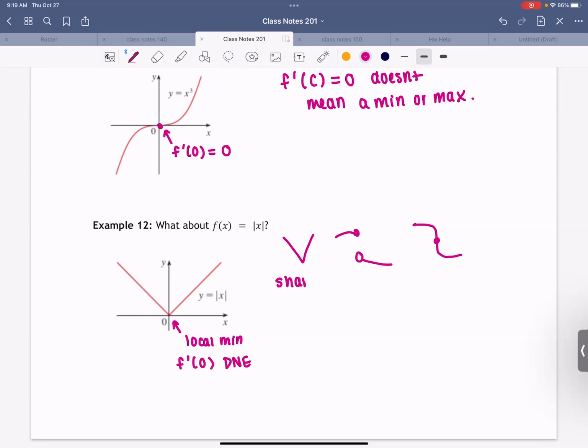Let me write that out. So sharp corner, discontinuity, or I think it's called a vertical tangent line. All these are examples of a derivative not existing. So f prime of c does not exist. Okay, this is an example of a sharp corner. The absolute value function is an example of something where the derivative does not exist there.